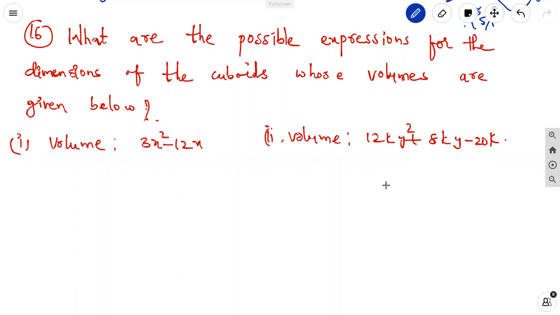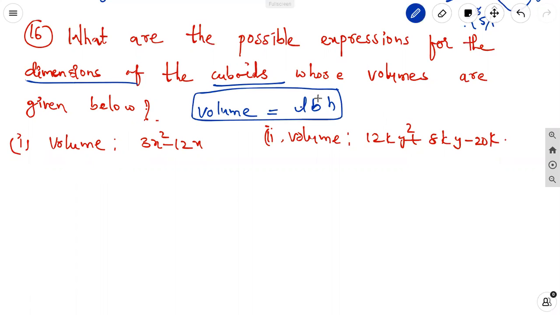The last problem in this exercise, 16th one: what are the possible expressions for the dimensions of the cuboids? Cuboids means length, breadth, height, three are different, whose volumes are given below. We know the volume formula is LBH, length into breadth into height.